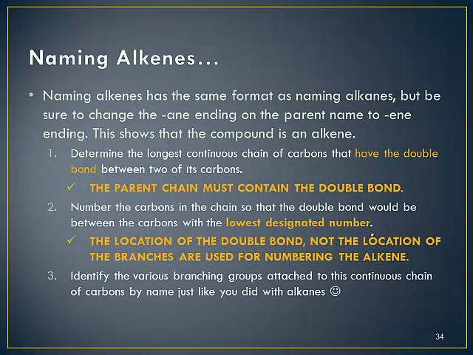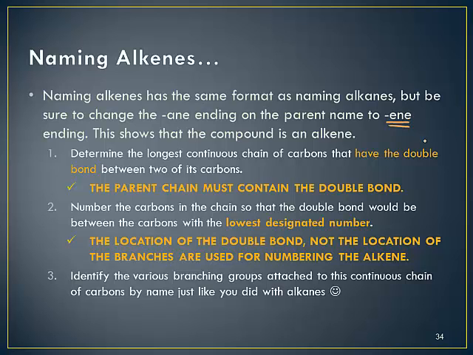So when it comes to naming alkenes, here are our basic rules. Naming is in the same format as alkanes, but again, remember that the ending isn't ane as it was with an alkane. It now is an ene ending. This is to show that the compound is an alkene containing a double bond. So the first thing we need to do, just like before, is to determine the longest continuous chain of carbons, but that longest continuous chain must contain the double bond. If it doesn't contain the double bond, then that cannot be the longest chain in an alkene, because the double bond is the most important feature of the compound.